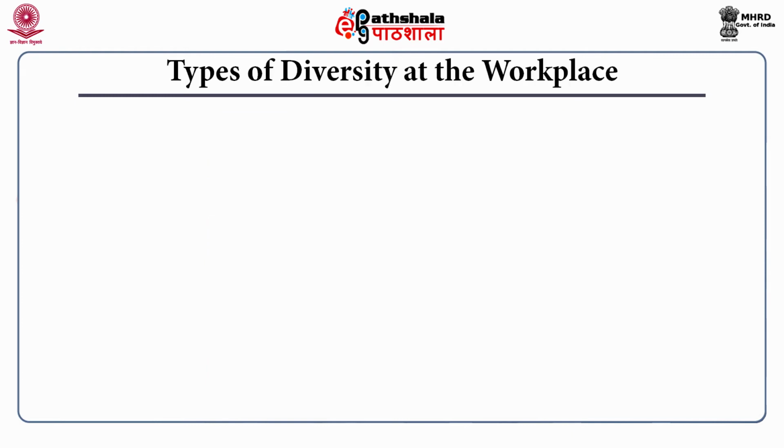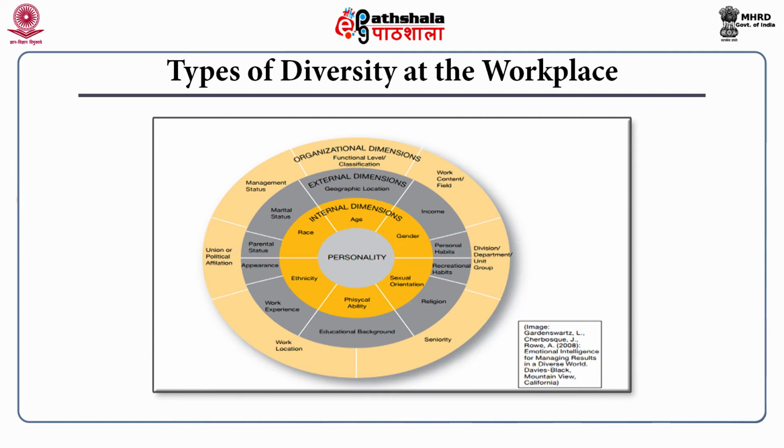The types of diversity at the workplace. It is multidimensional and includes organizational dimensions, which include the functional level or classification, work content field, division or department, unit group, seniority, work location, union or political affiliation, management status. External dimensions include the geographic location, income, personal habits, recreational habits, religion, educational background, work experience, appearance, parental status, marital status. Internal dimensions include age, gender, sexual orientation, physical ability, ethnicity, race, and personality.